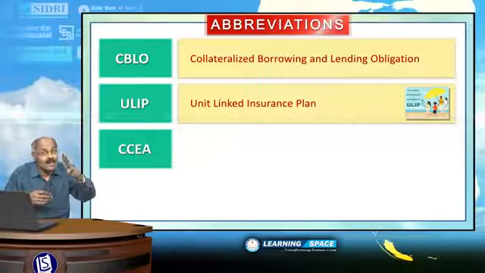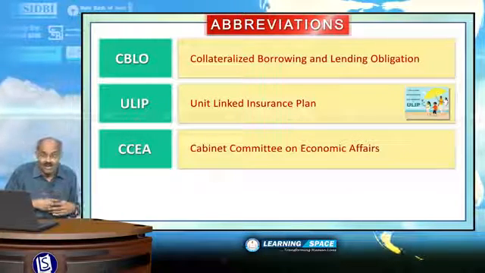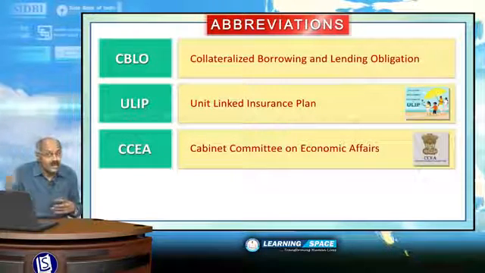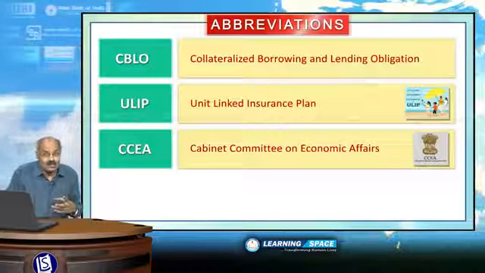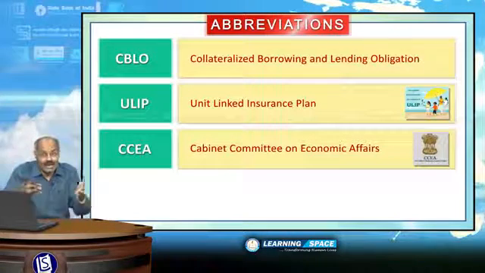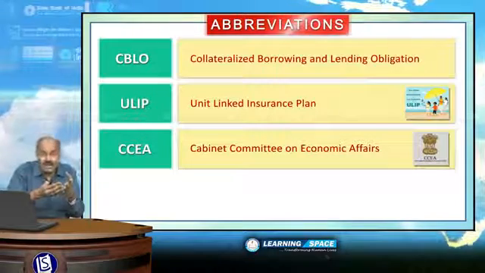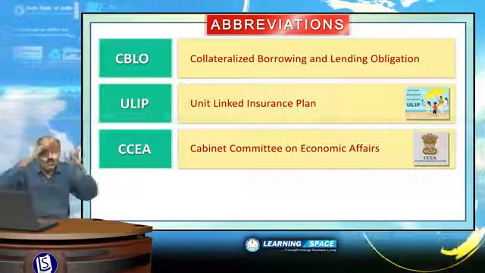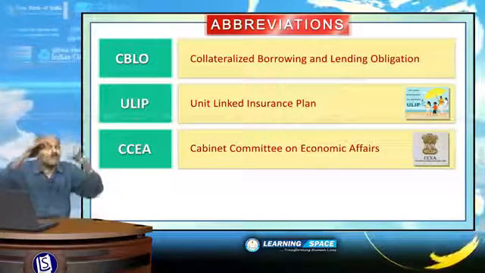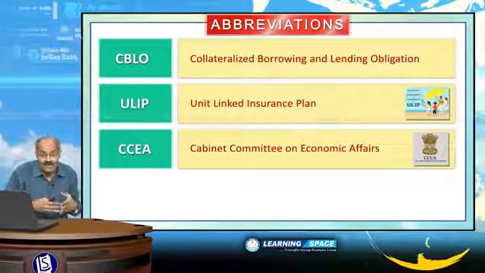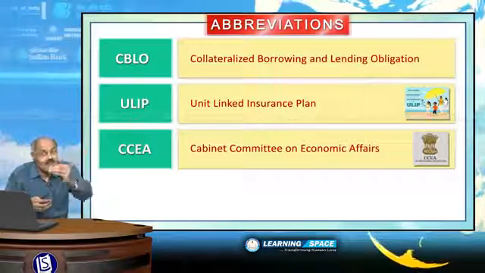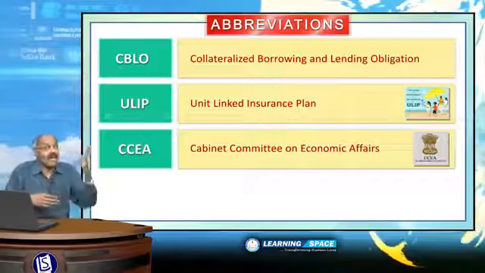CCEA is Cabinet Committee on Economic Affairs. For taking important decisions, some ministers in the Union Cabinet will sit together, and this group is called Cabinet Committee on Economic Affairs, and the Prime Minister is the chairman of Cabinet Committee on Economic Affairs.